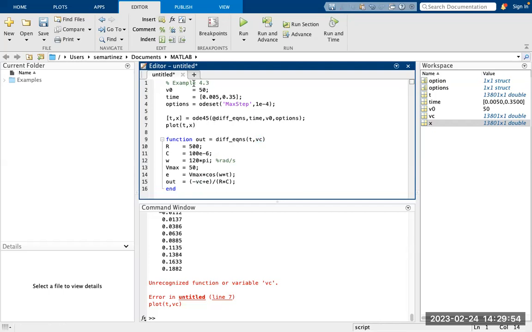So this would be the most simple example that we can come up with. And the second one, let's work another one.